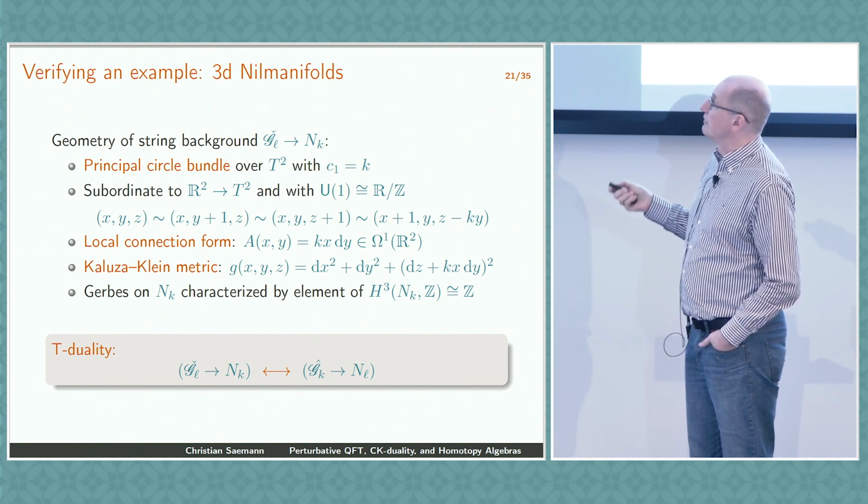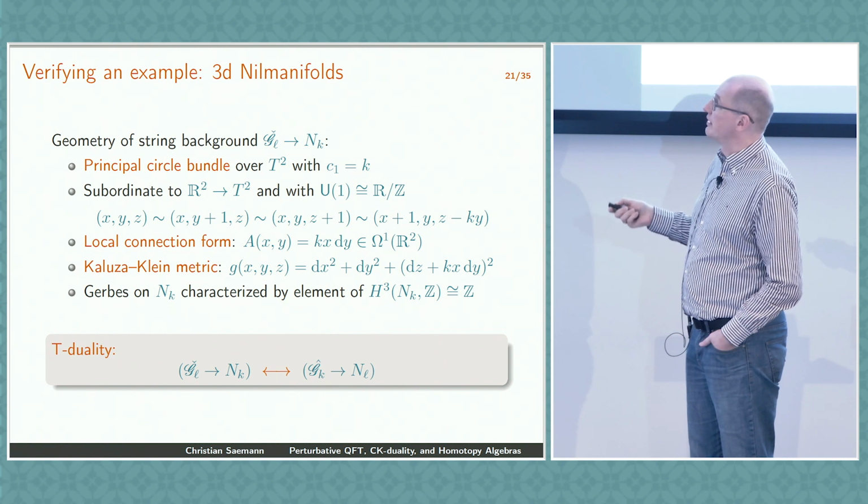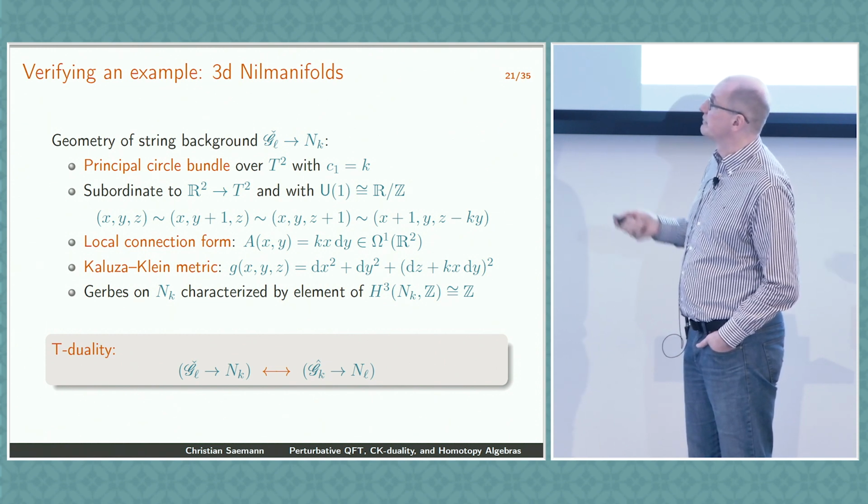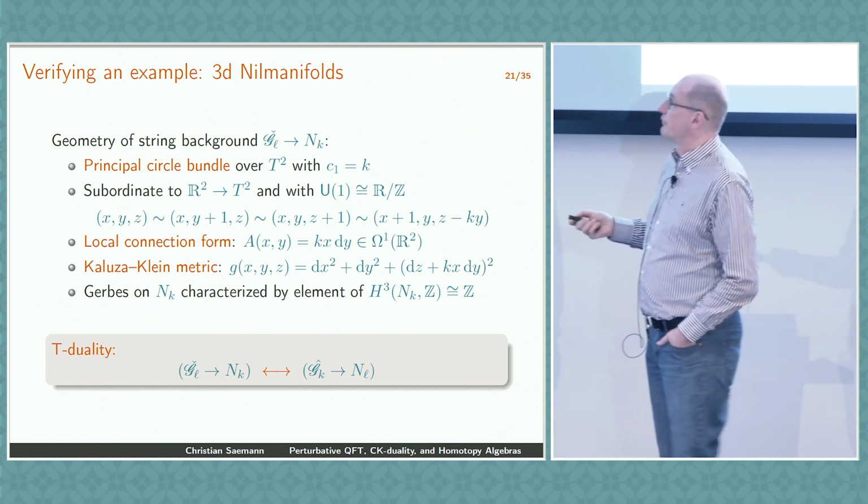And, well, you have explicit formulas for all of these. You know what the local connection form should be. You know the Kaluza-Klein metric, what all this looks like. Of course, you can write them down, and they're very simple. And then, of course, you have gerbs characterized by this integer, by the Dixmier-Douady class. And yeah, so topological T-duality, what it does, it exchanges the Dixmier-Douady class of the gerb with the first Chern class in this fashion, right?